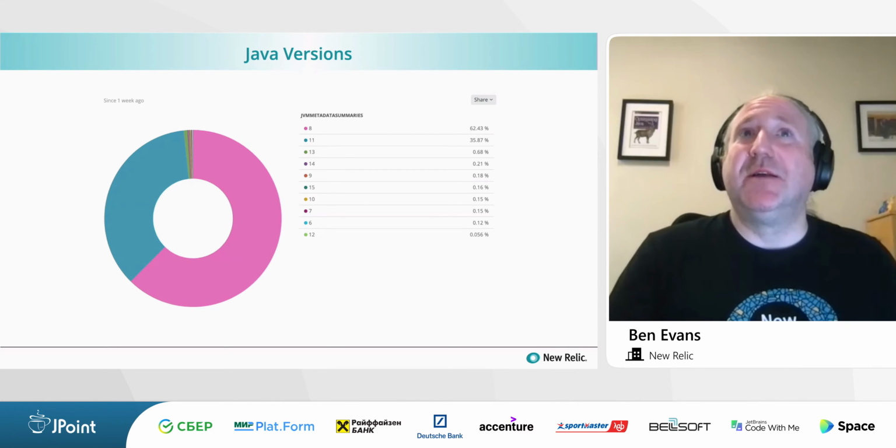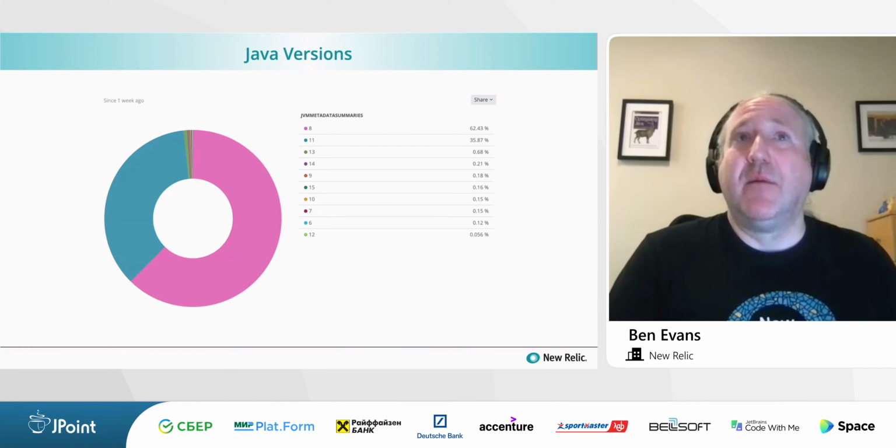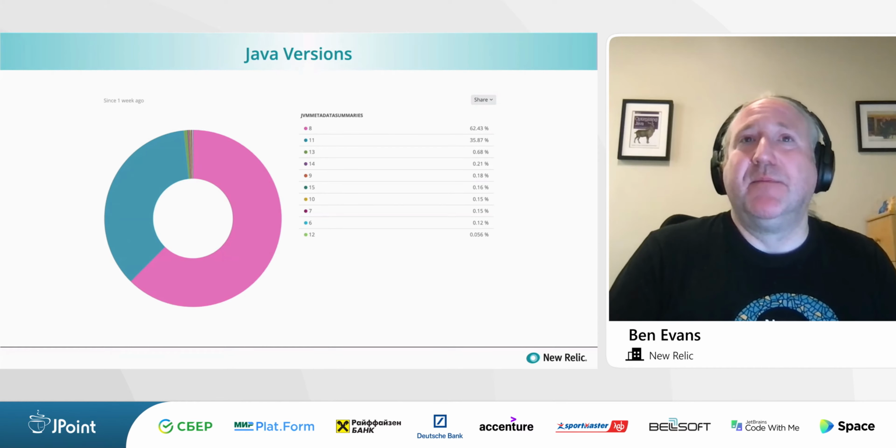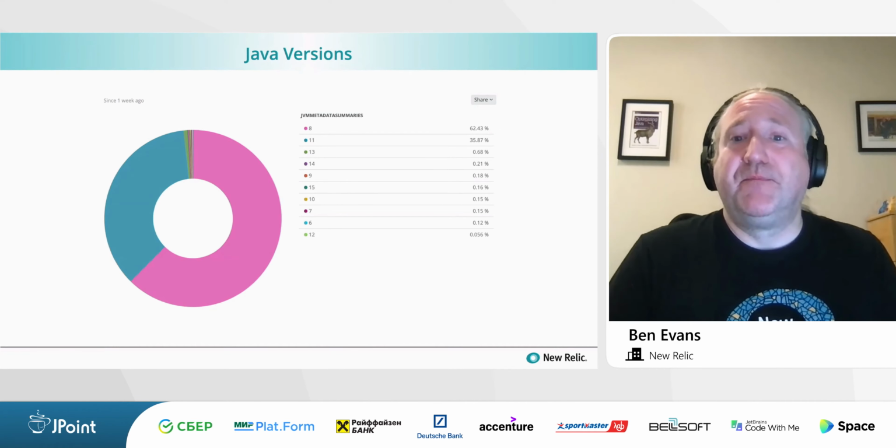We've got 35% of Java 11, a number which is still increasing quite rapidly. Java 8 is still the majority, but we're going to get to 50-50, I think, maybe as early as the end of this year, which should be great to see.